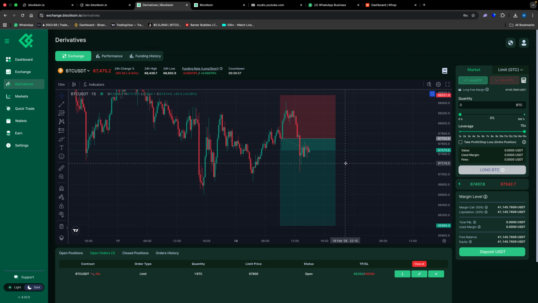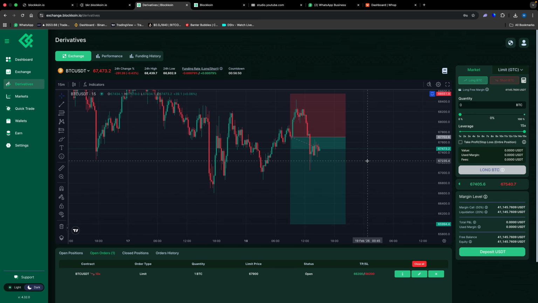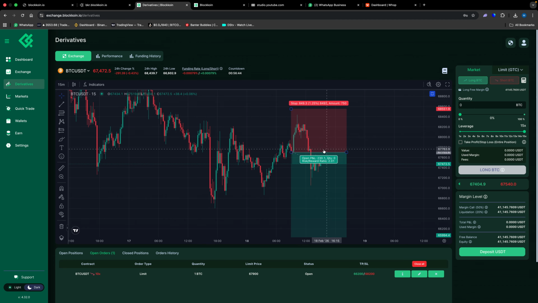Ideally, we always want to have a risk to reward of 1 to 2 or higher. That just helps us control our risk, and consequently in the long run we will be much safer in the markets. So how does this work, right?